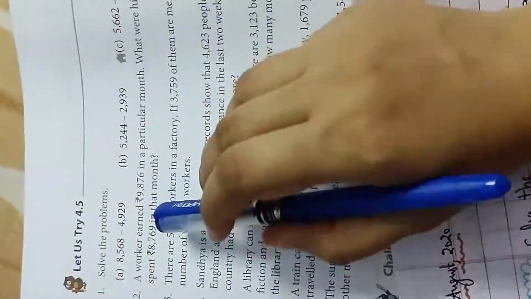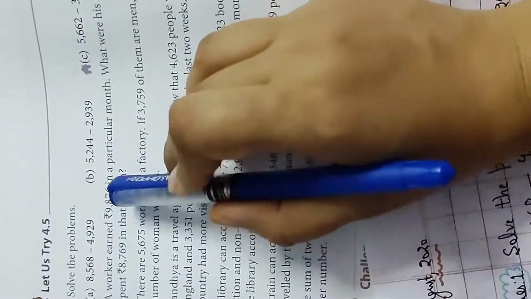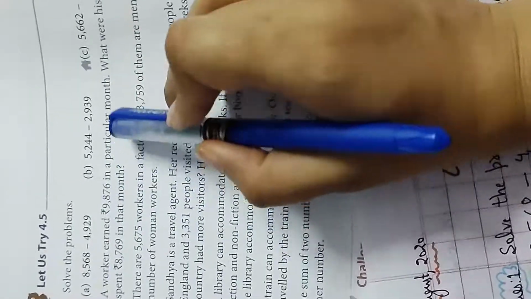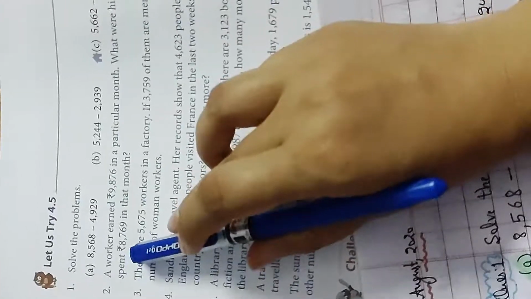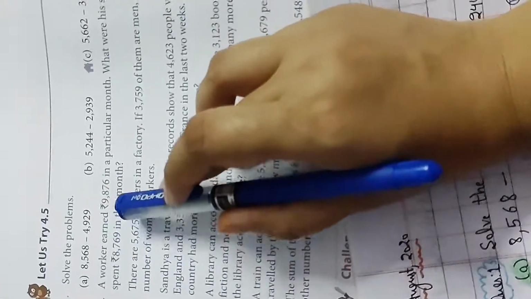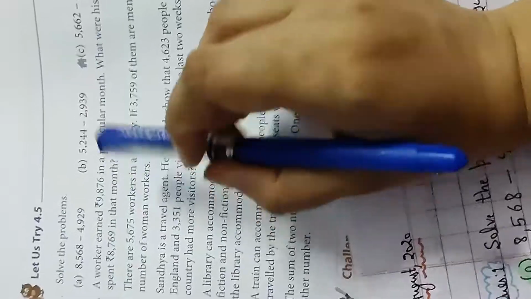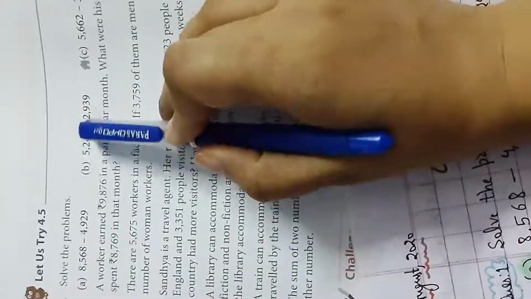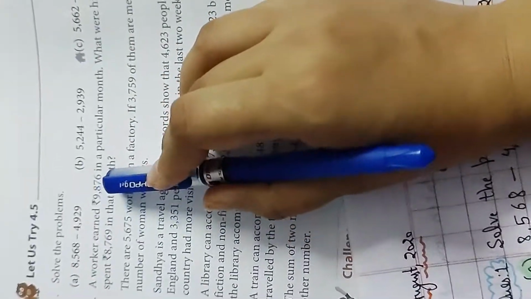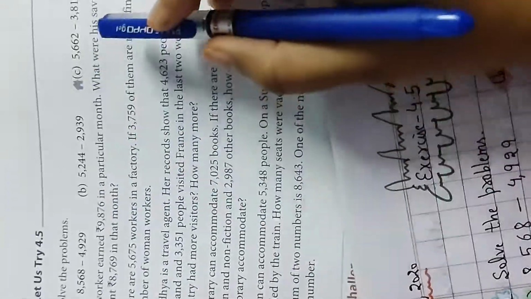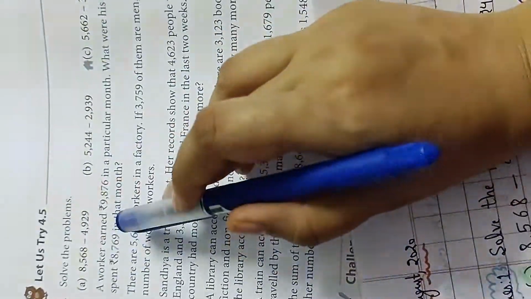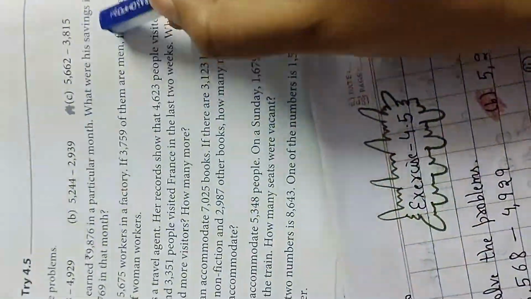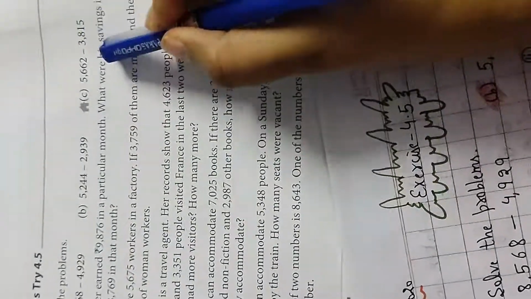Okay. Then your second question that we will be doing today. A worker earned rupees 9,876 in a particular month. What were his savings if he spent 8,769 in that month? Okay, so what is the amount that he has earned? Amount is rupees 9,876 and what his spending is 8,769. Now we have to find how much saving he is having.